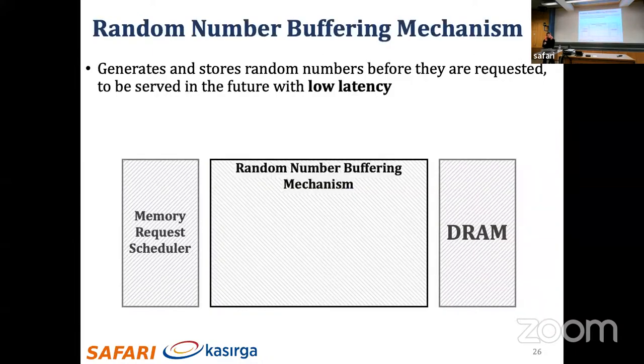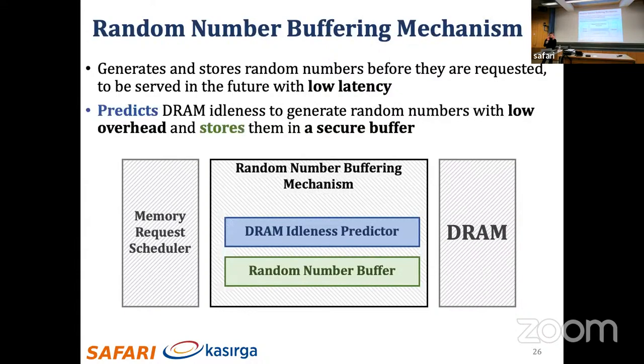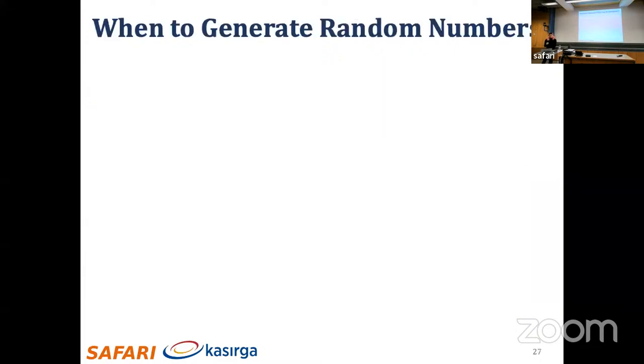Random number buffering mechanism generates and stores random numbers before they are requested to be served in the future with low latency. It predicts DRAM idleness to generate random numbers with low overhead and stores them in a secure buffer. The key question is, when do we generate random numbers?